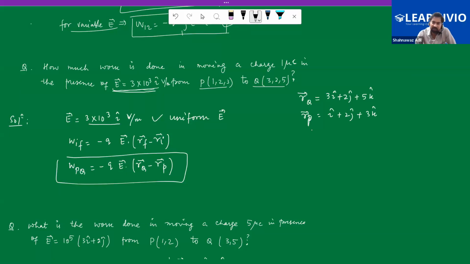Q value is how much? Q is 1 microcoulomb. So this is 1 into 10 to the power minus 6 coulomb. So these are the values. Electric field we already have. So let's put all these values and find out PQ.